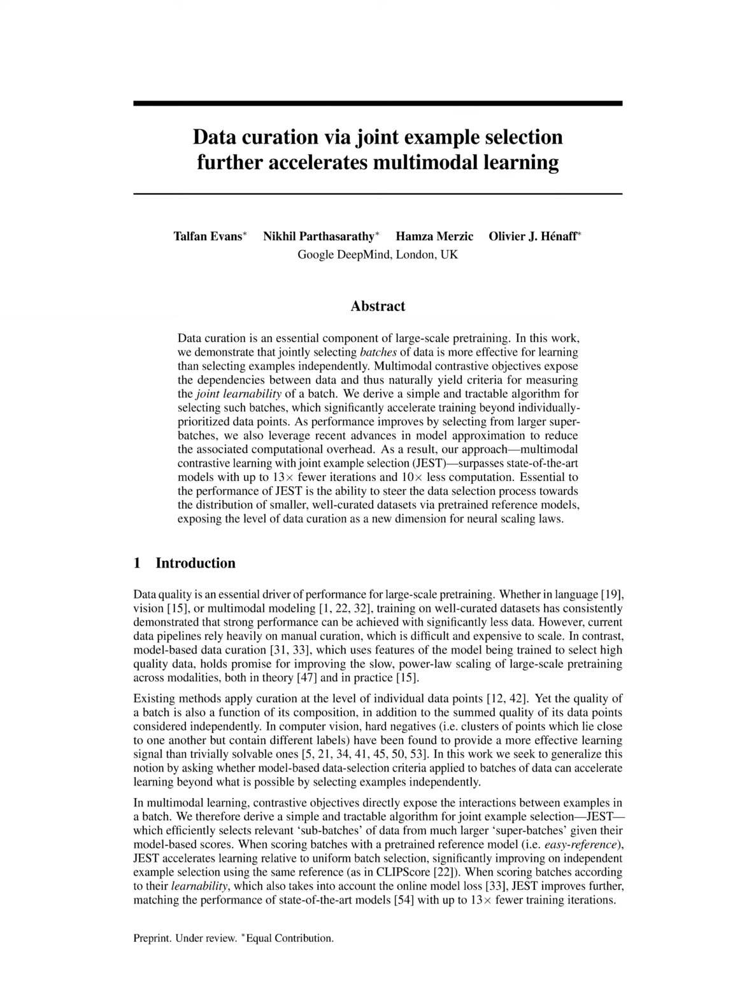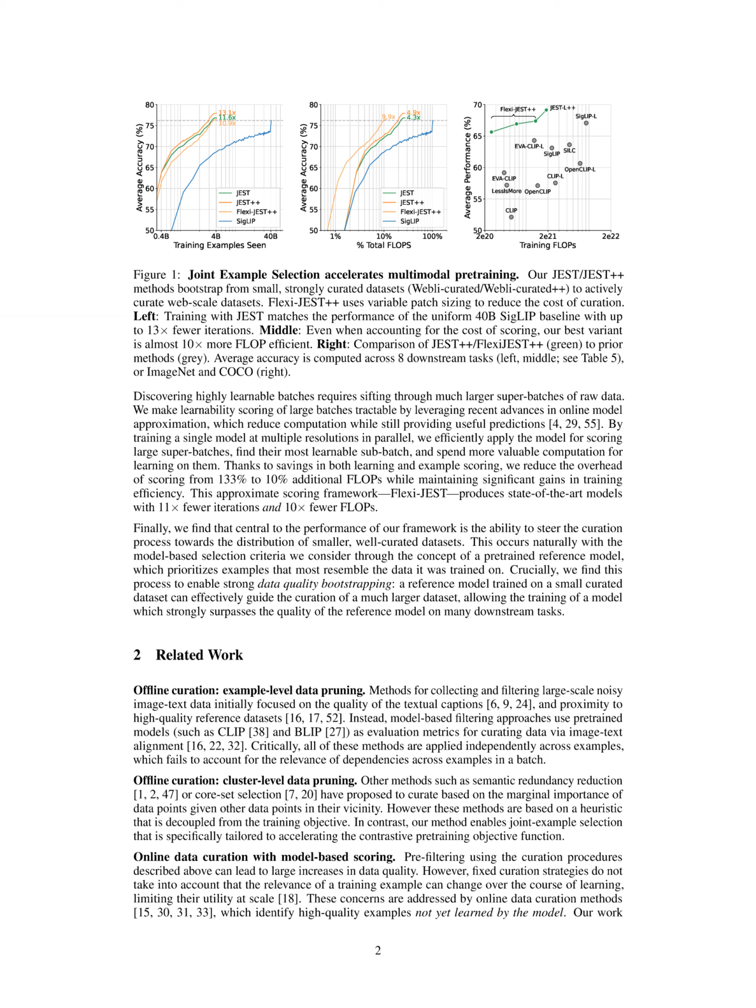The method addresses the challenge of slow, power law scaling of large-scale pretraining by efficiently selecting highly learnable batches from larger superbatches of raw data. JEST aims to improve the training efficiency and performance of models by prioritizing examples that are both unlearned and learnable, thus accelerating learning beyond what is achievable by selecting examples independently. Additionally, JEST enables the utilization of small curated datasets to guide the curation of much larger datasets, leading to significant improvements in model performance on downstream tasks.